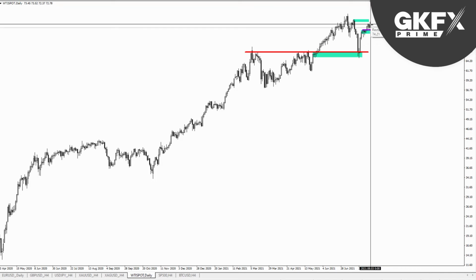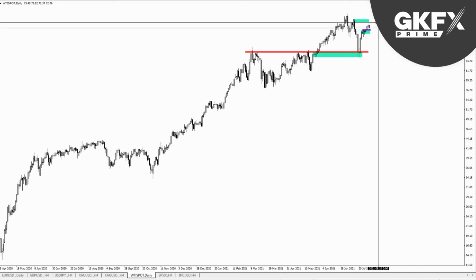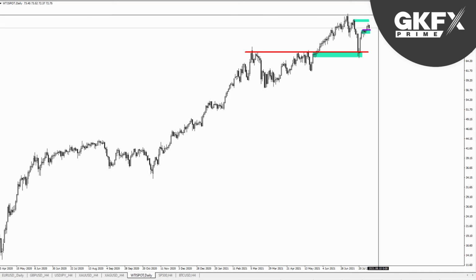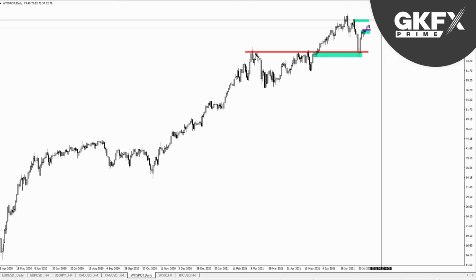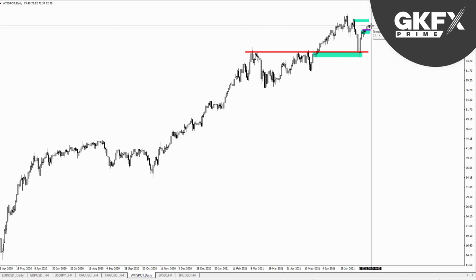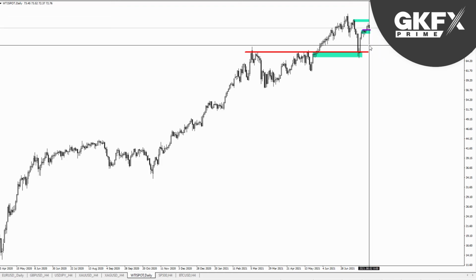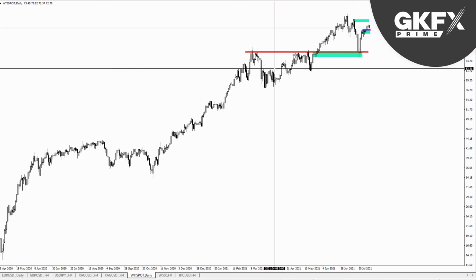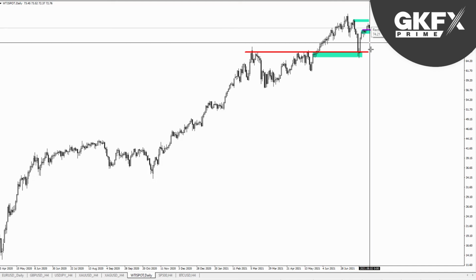Just to fail at this level, so we're at 73, almost 74. We're still more than $2 away from the highs. I'd be surprised if this ended up being the top right here at this level, but obviously that's certainly possible. Or it could just be that we're now into the summer. We've had a strong rally, and now we're just getting a bit choppier.